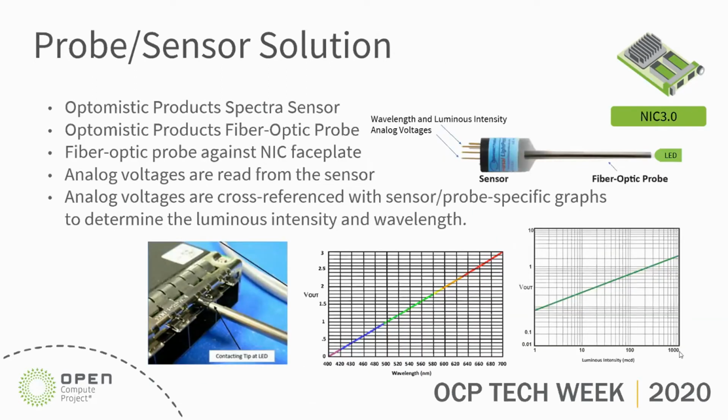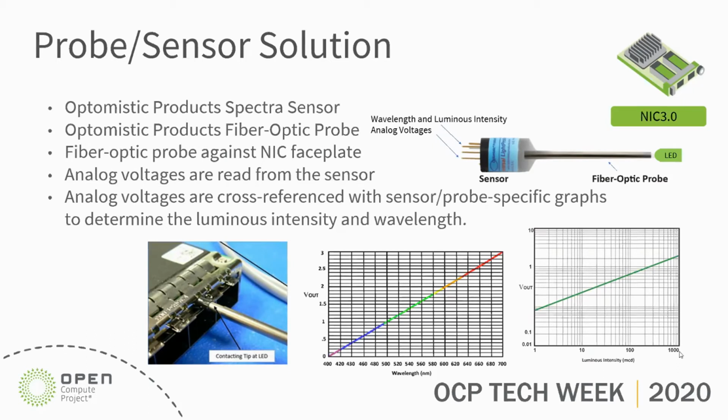Thanks, Anatoly. After quite a bit of trial and error by Anatoly, he found that the best probe sensor solution we could find was from a company called Optimistic Products. They have a sensor connected to a fiber optic probe, and that fiber optic probe is used to go right against the LED.